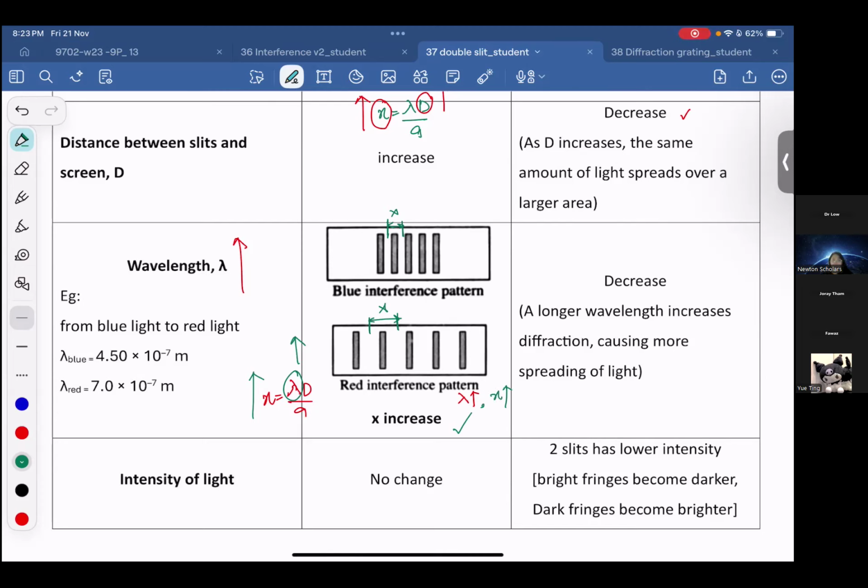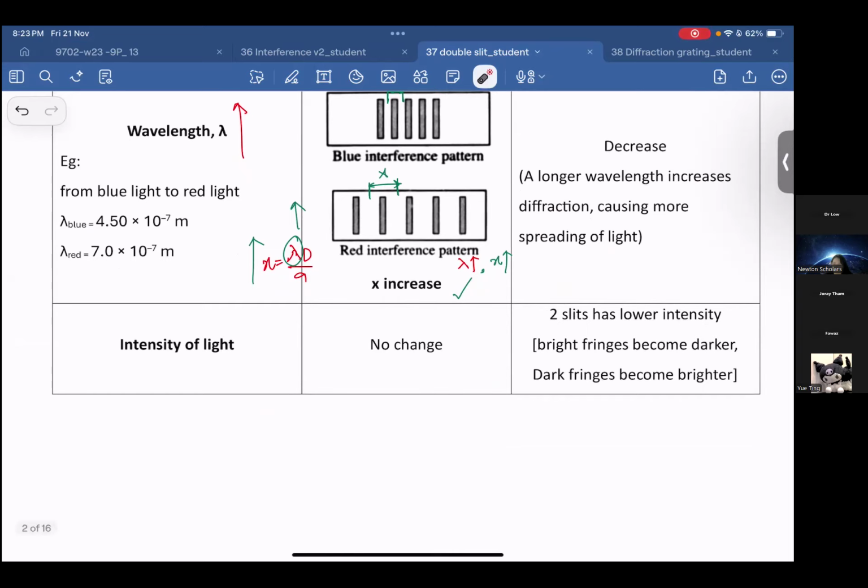Okay? How about the brightness? The brightness will decrease. Why? Longer wavelength means more diffraction effect. This one, last lesson we talked about this. When the diffraction increases, that means the wave spreads out over more area. Diffraction is the spreading out of the wave. So if it spreads out more, of course your brightness will decrease.